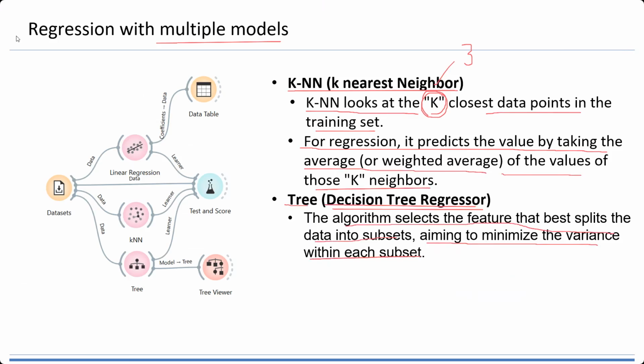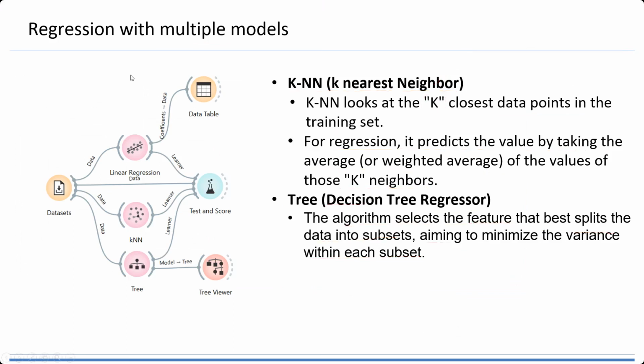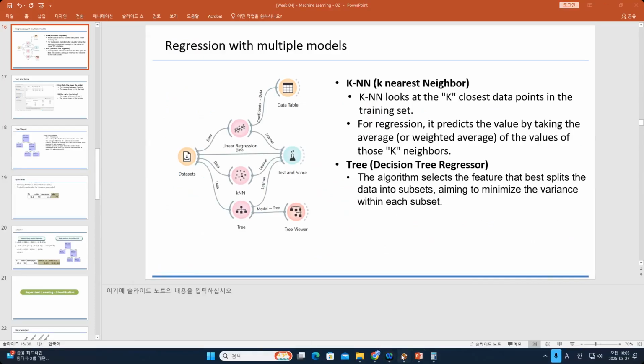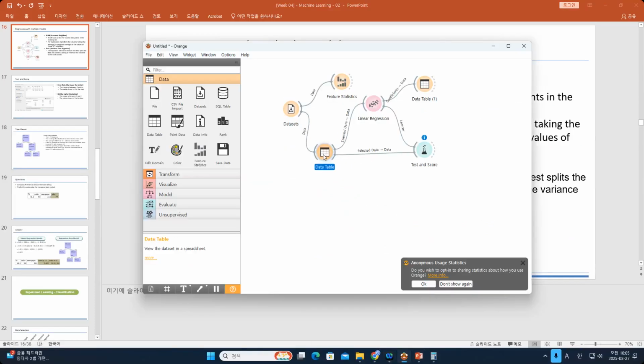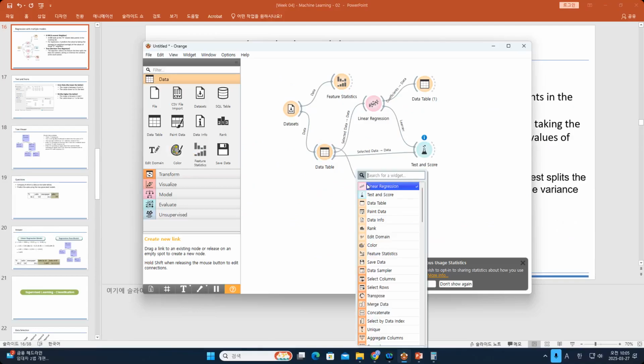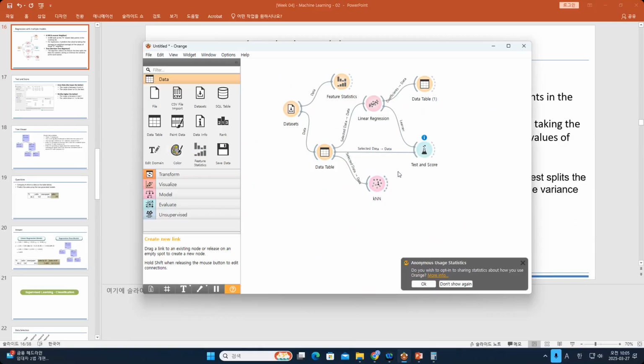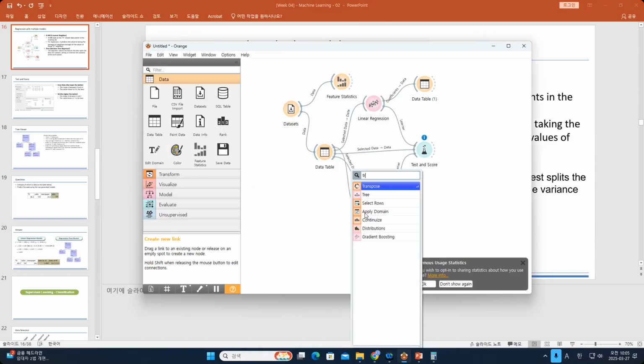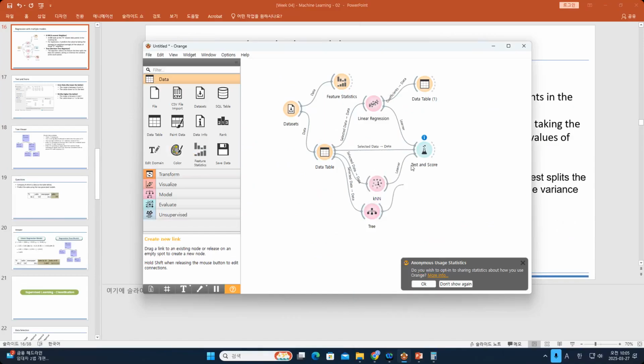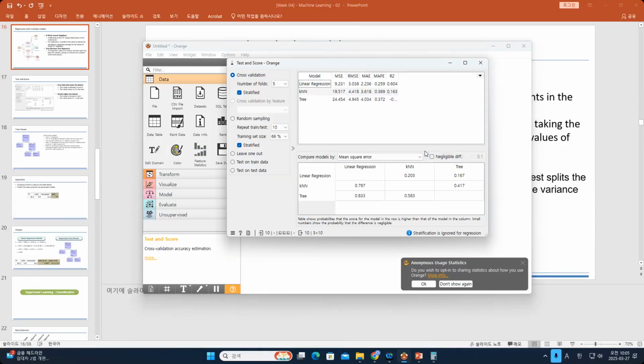So you can just put in the model. Let's say this is the data that I want to use, so I can just connect it with the model. I want to use KNN, with 3. Then you can put it into the test and score. And at the end, you can check the test and score and do the comparison.